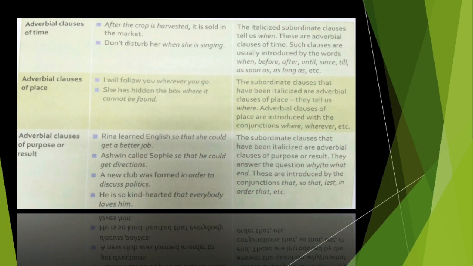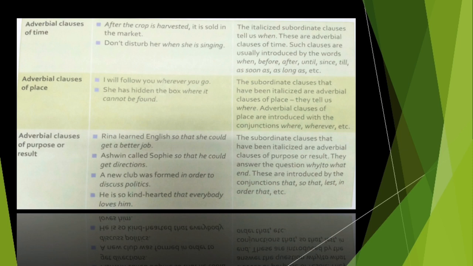So subordinate clauses that have been italicized are adverbial clauses of purpose. They answer the question why it is done or to what end. कि end result क्या होने वाला है उसका. And these are introduced by the conjunctions like that, so that, lest, in order that. So ये कैसे introduce होते हैं, कैसे start होते हैं? By these conjunctions. So that, lest, and all. Okay, so basically they tell us the purpose of doing a thing, right? And the end result of that thing, right? So I hope it is clear, all these three types: time, place, purpose, or result, right?